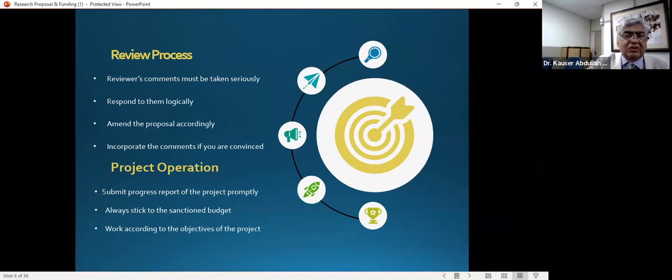The project operation, obviously, it is understood that you have to submit the progress report of the project promptly. Always stick to the sanctioned budget and work according to the objectives. These two are very important. Sometimes in my experience, the work which is reported is not according to the objectives of the project. Unrelated matters are included in it, and it is not according to the objectives.